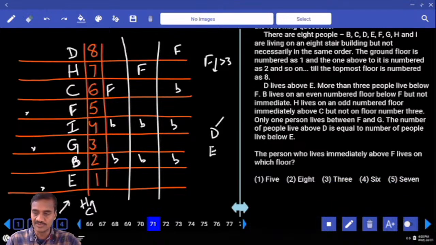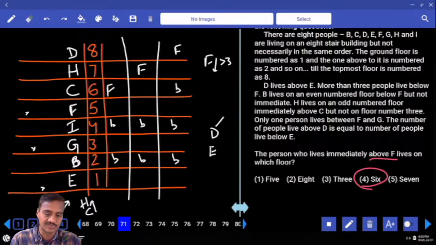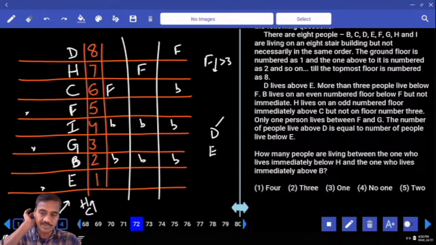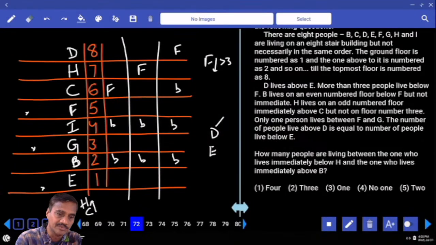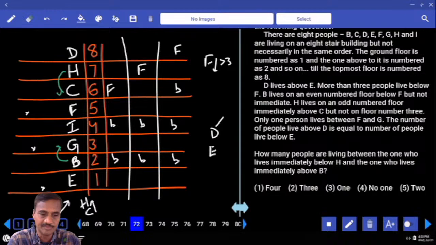Then the person who lives immediately above F lives on which floor? Immediately above F, C, and C lives on the 6th floor, that is choice for 71. And 72, how many people are living between the one who lives immediately below H and the one who lives immediately above B? Immediately below H and immediately above B. Then how many people are there in between? 2 people. Now who are those 2? F and I, that is choice 5, question number 72.